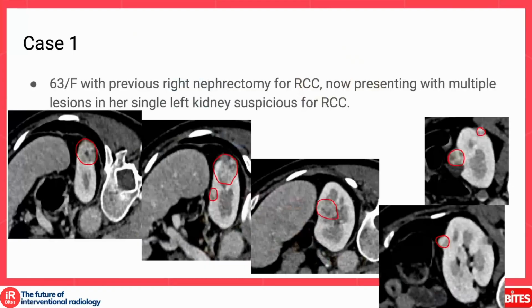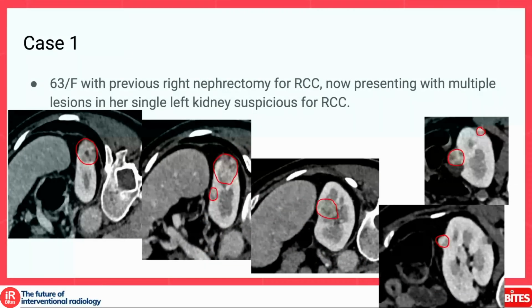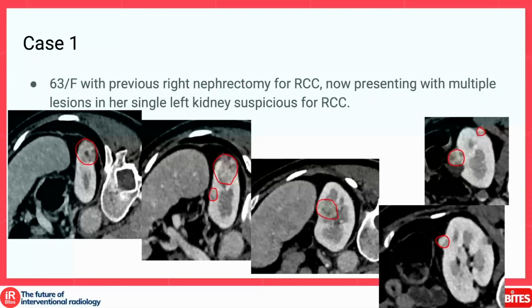Move on to case. So before we start with the case, got a couple of cases, we'll go through them. So case one is a 63-year-old lady with a previous history of right nephrectomy for RCC, with renal cell cancer, and now presenting with multiple lesions in her single left kidney with suspicious RCC lesion. So she went through the MDT, she was out of area, and she was referred in for treatment because we offer it locally.